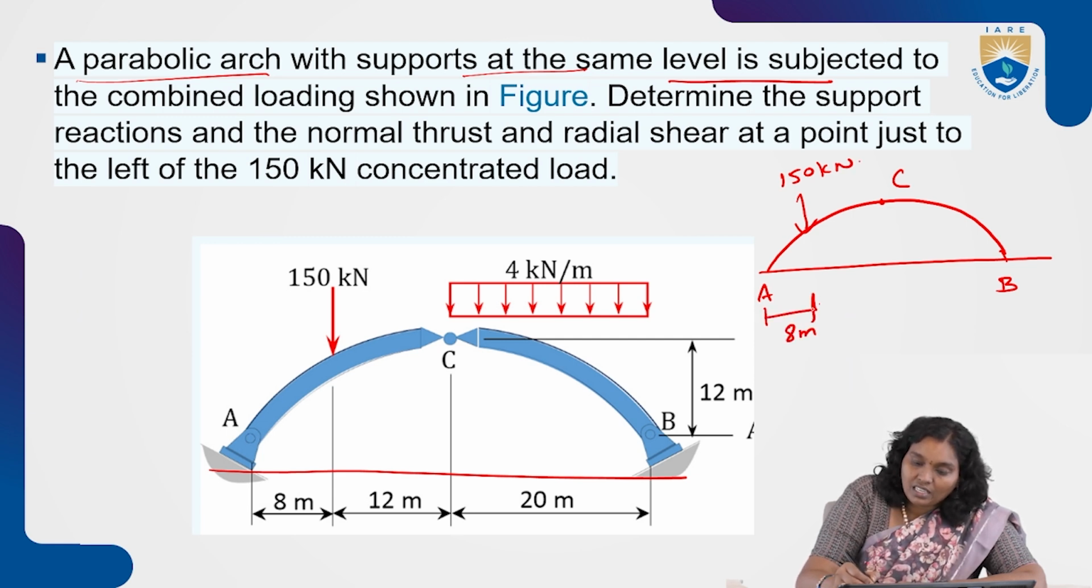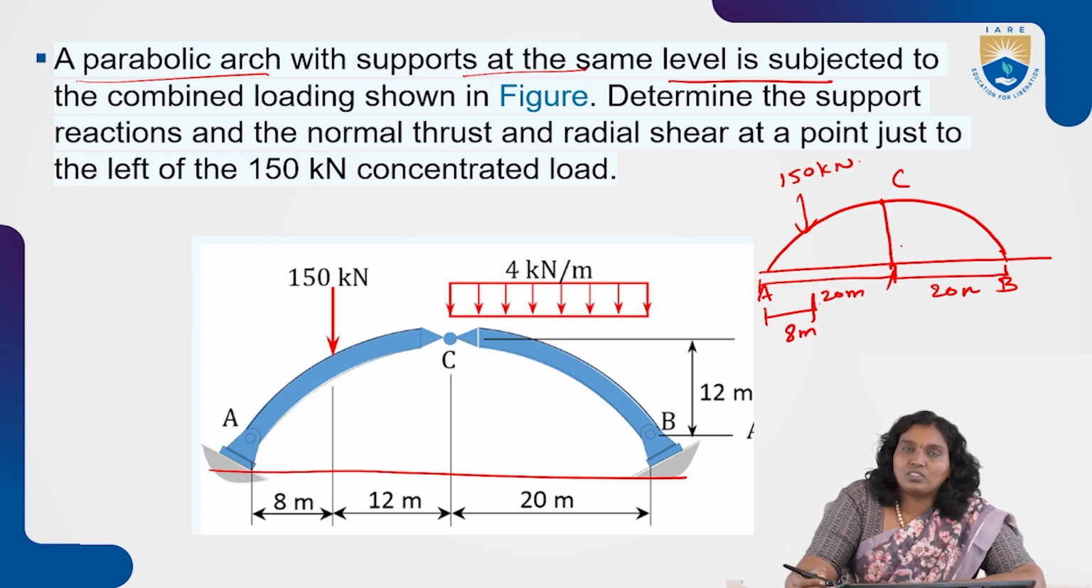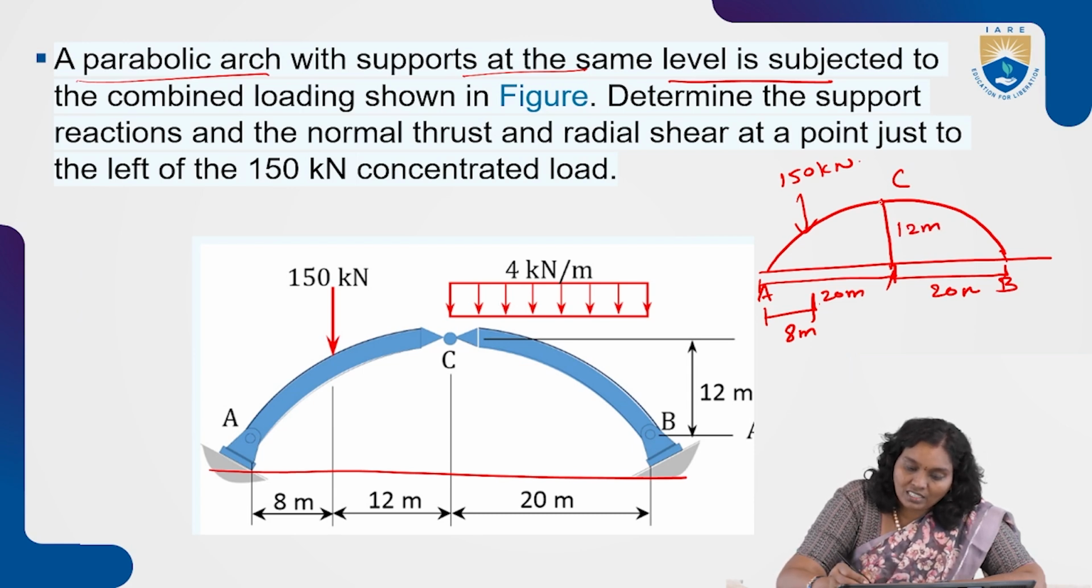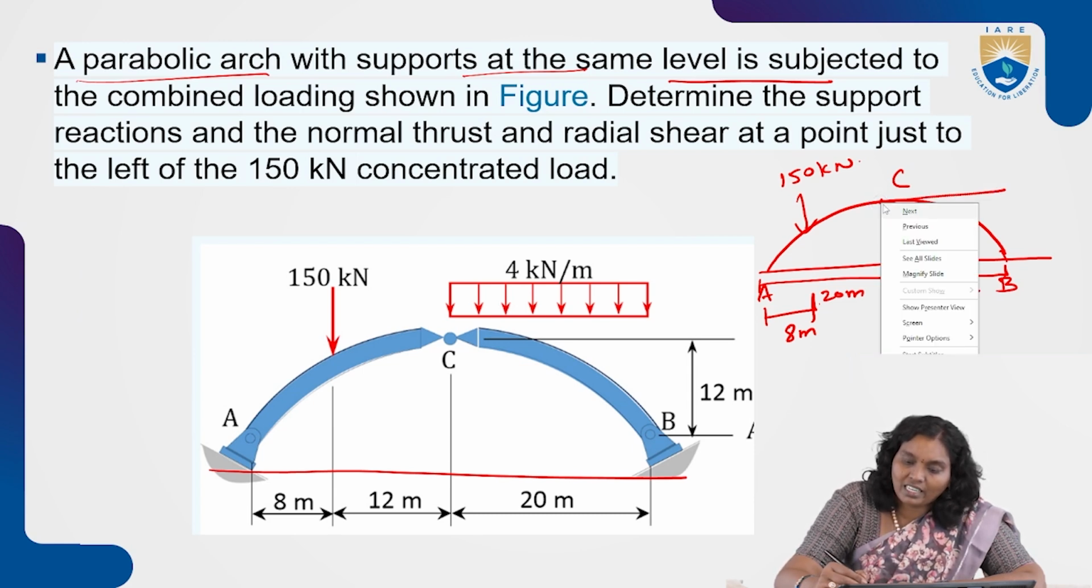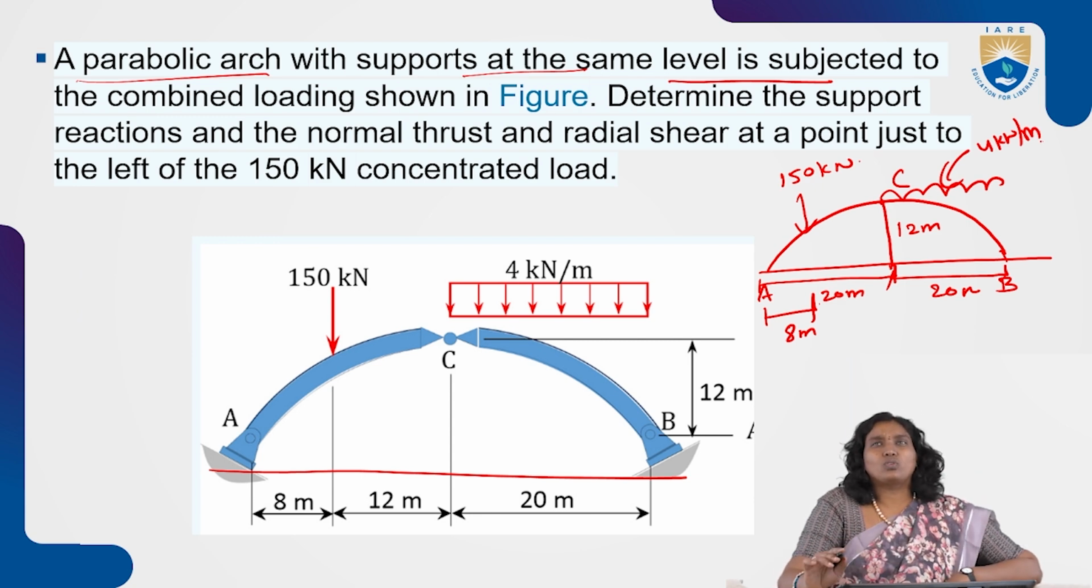From A to C is equal to 20 meters, and this is also equal to 20 meters, because at the midpoint the crown height is there. So that is equal to 12 meters. From here to here, this one end is completely acted on by the uniformly distributed load, that is equal to 4 kilonewtons per meter. These are the loads given in this problem.